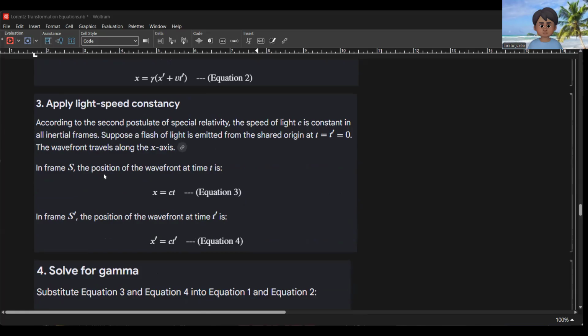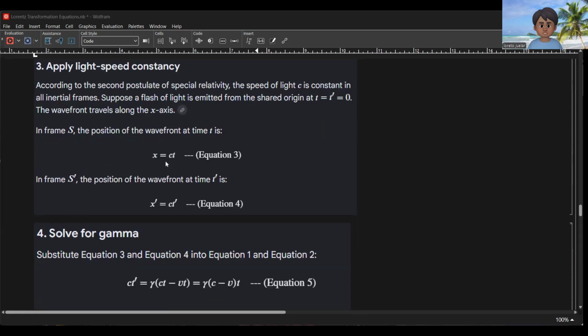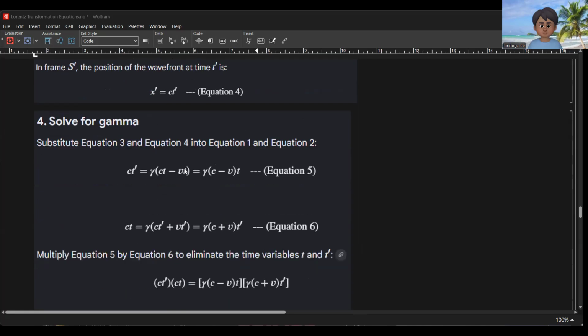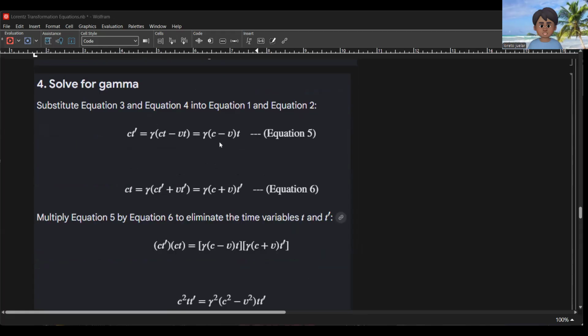In frame S, the position of the wavefront at the time t is x equal to ct here. So this is our equation number 3. In frame S prime, the position of the wavefront at time t prime is x prime equal to ct prime. So solve for the gamma here. Substitute 3 and 4 in the equation 1 and 2 here.